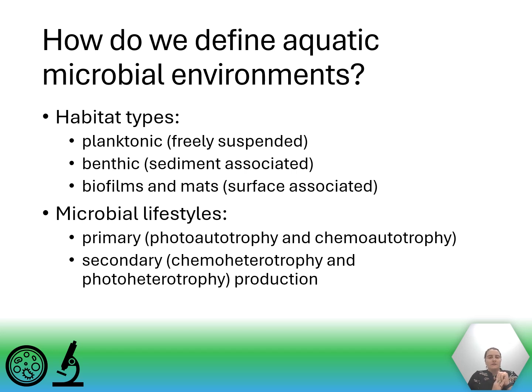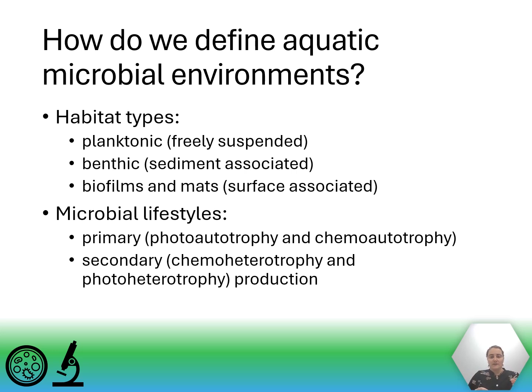Microbial lifestyles are also going to be important when we think about defining what types of environments we're in. So we're going to talk about primary production and secondary production in aquatic environments in the next pre-lecture. But when we talk about primary lifestyle, we are talking about autotrophic lifestyles. So we're talking about the organisms that can fix carbon from the atmosphere. So they could be photoautotrophs or they could be chemoautotrophs. It doesn't matter which, but we're talking about autotrophy.